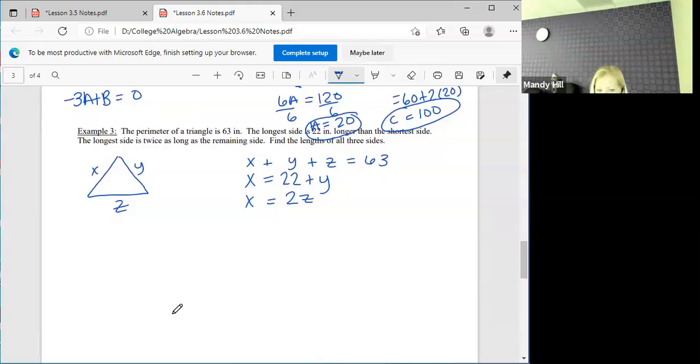Okay. Can I work this on the graphing calculator? Yes, you absolutely can work this on the graphing calculator. Is that the easiest way? Maybe. I mean, it just depends on you.